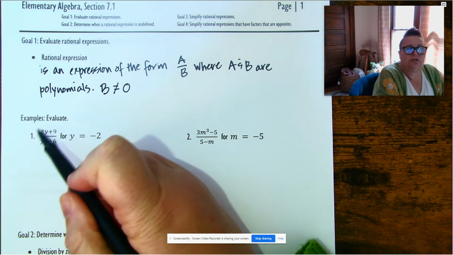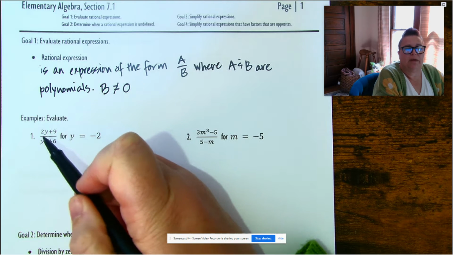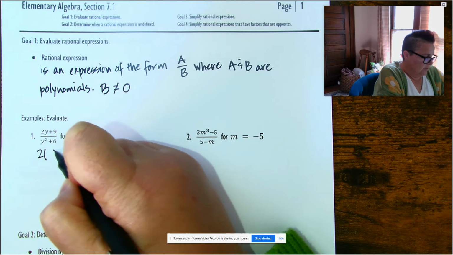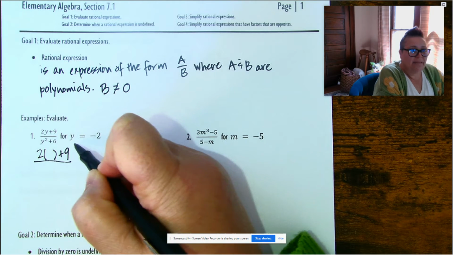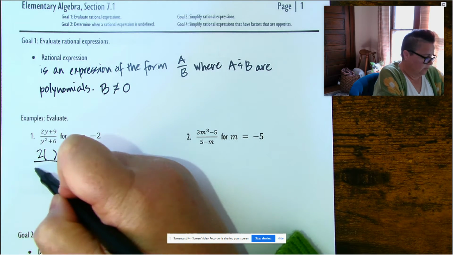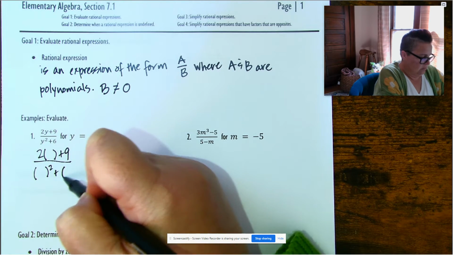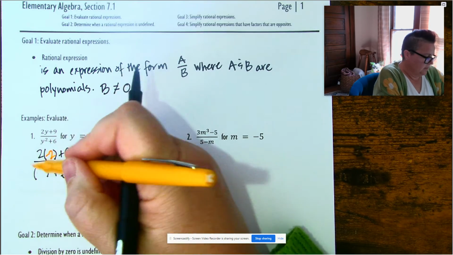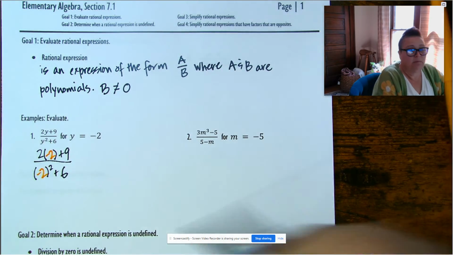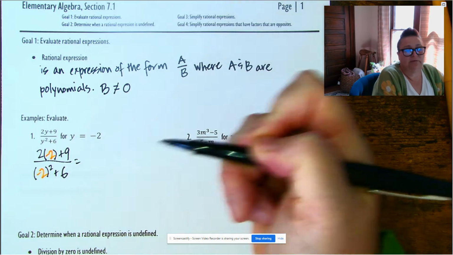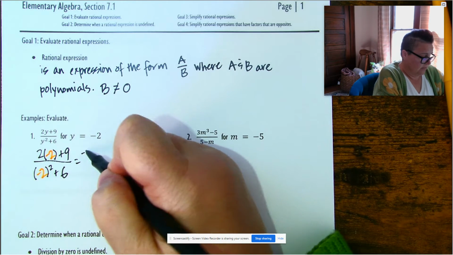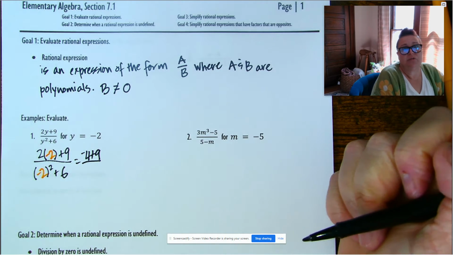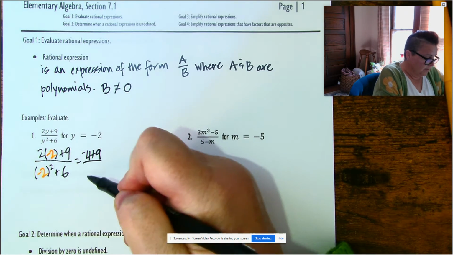So for our first example, we're just evaluating them. We have 2y plus 9 over y squared plus 6. So we're just going to plug in the value of y here at -2. So 2 times -2 plus 9 over (-2) squared plus 6. If I simplify this, 2 times -2 is -4 plus 9. (-2) squared is -2 times -2 or 4 plus 6.